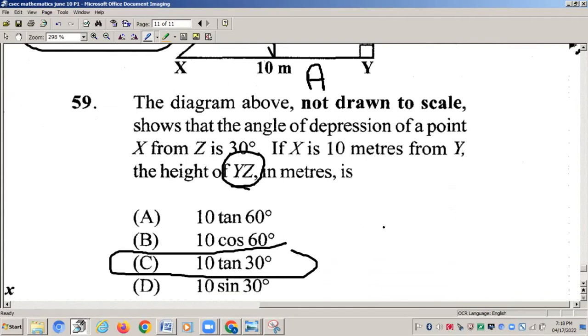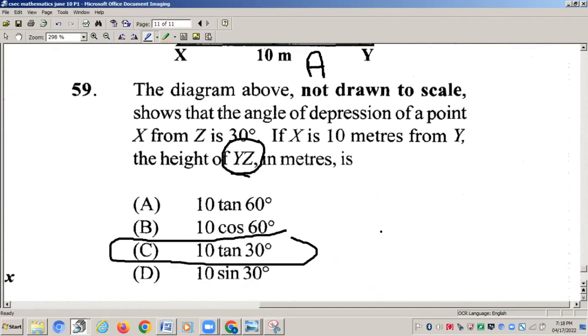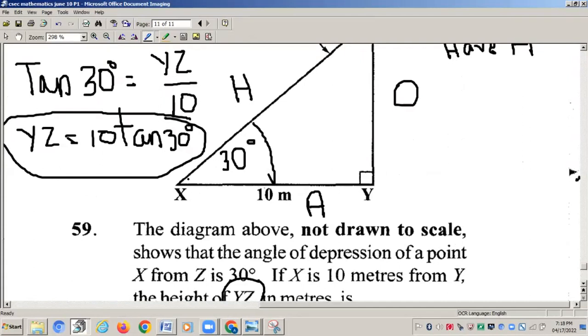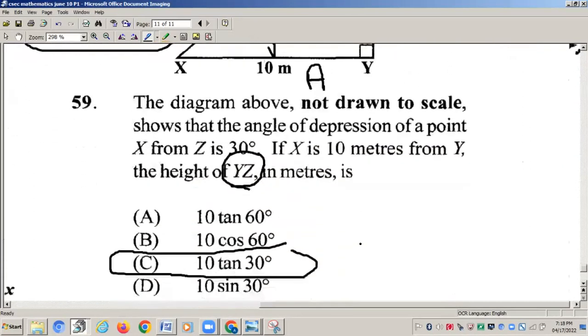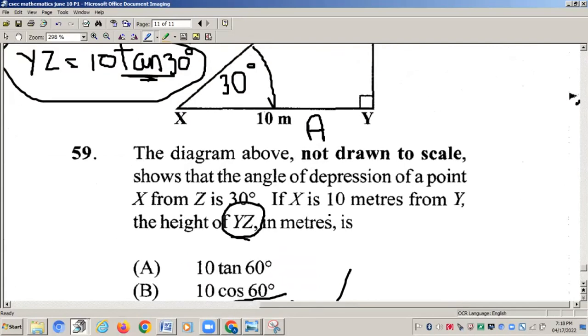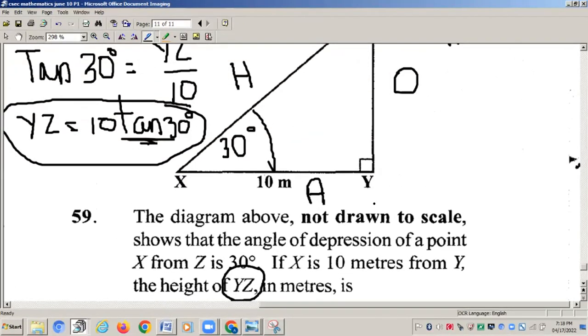Now, I tell a lie. If I was in an exam and I knew that I would work it out and get tan, it does alright. I can just put down this, because guess what? 30 degrees and tan. Good.